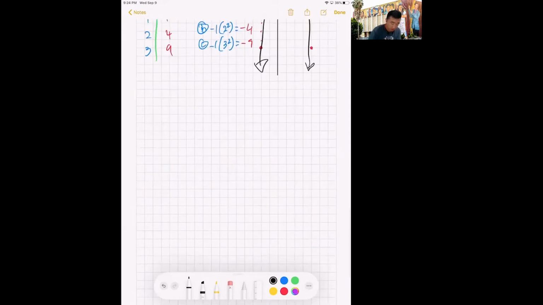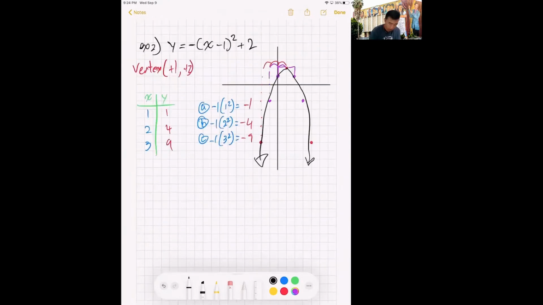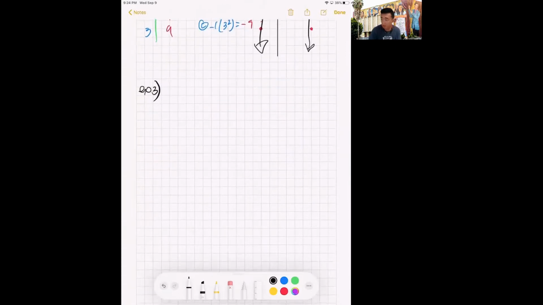Now, what happens if the slope is not a 1? Right, example number 3. What if A is different? Let me check it out. Let's do this one. Y equals 2x plus 4 squared plus 1. All right.